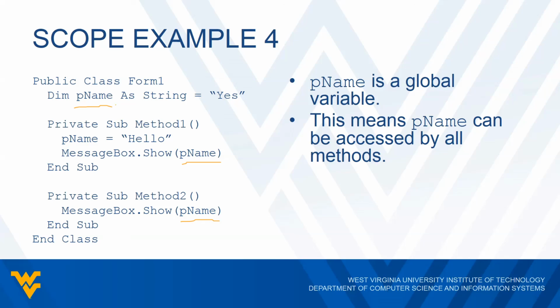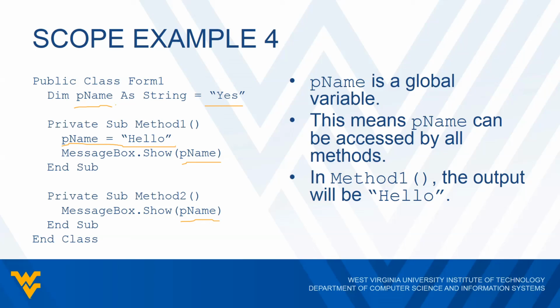Now let's look at what's actually going on in here. Notice that when we declare pname, we're initializing it to the value, or I should say the string, yes. So that means any method that we go into, pname is initially yes. Let's go into method 1. Well, in method 1, we have our same line from the last example where we're assigning the string hello to pname, which means inside this method, pname becomes hello. So when I print pname, I'm going to print the string hello. This is no different than what we did in the last example.